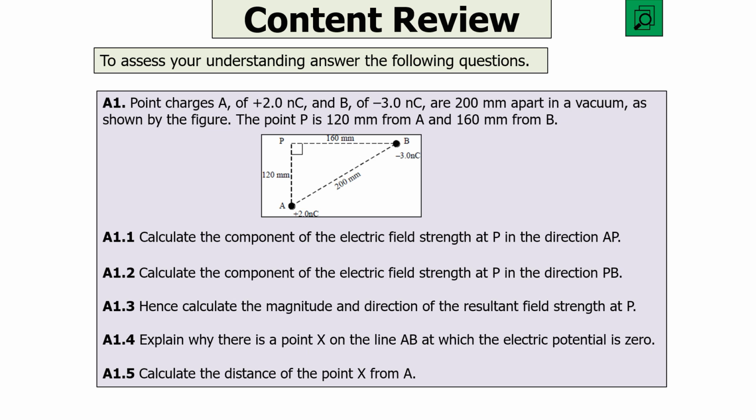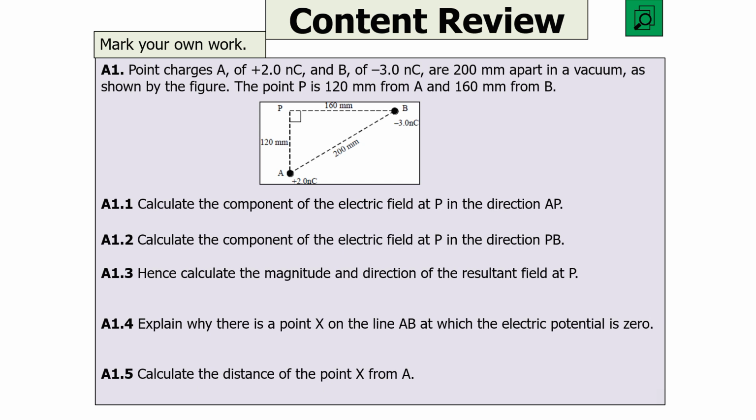Calculate the component of electrical field at P in the direction PB. Calculate the magnitude and the direction of the resultant field at P. Explain why there's a point X on the line AB at which the electrical potential is 0, and calculate the distance of the point X from A. So pause the video now, then unpause the video when you want to go through your answer.